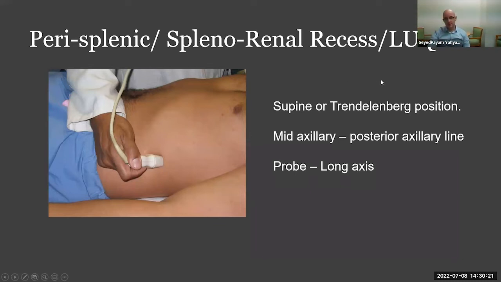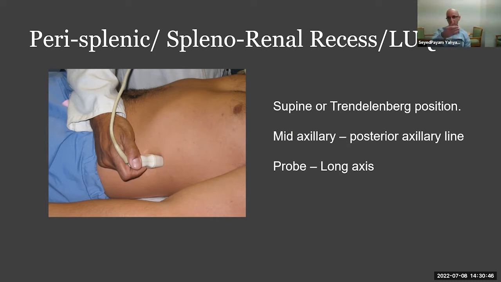For the perisplanchnic area, one thing that I forgot to mention is that for the right upper quadrant, usually the spot to put the probe on is the mid-axillary to anterior axillary line. For the perisplanchnic area, it's usually, obviously, on the left side and mid to low, posterior axillary line.